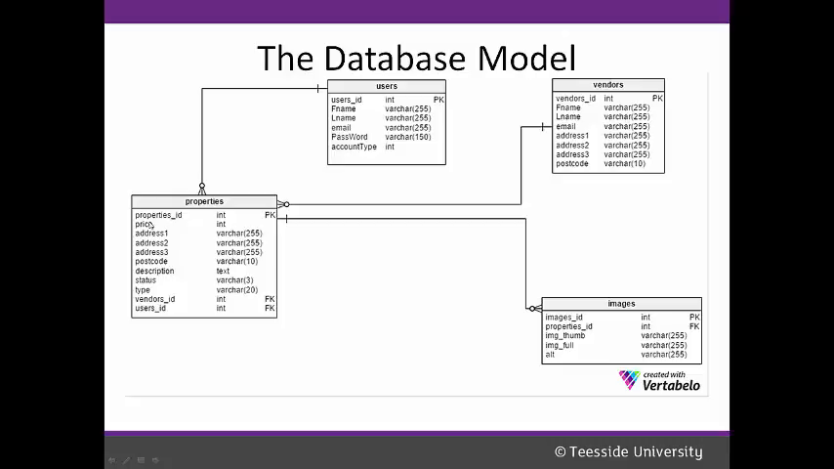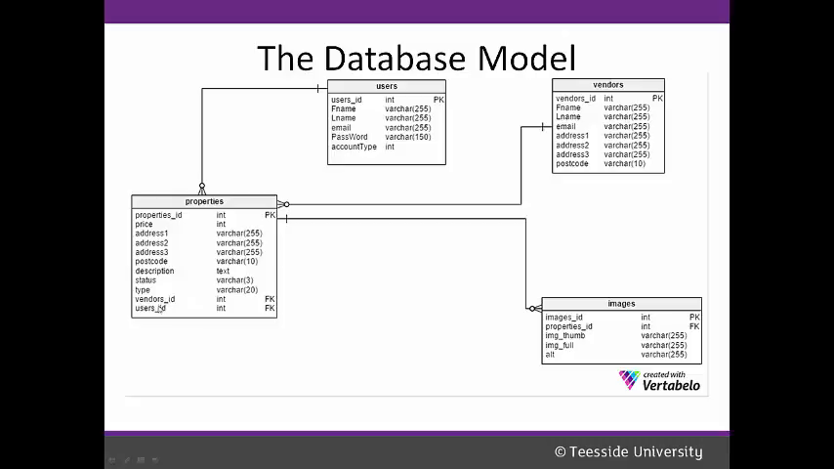Likewise, the price is an integer, and then the other columns are address line 1, address line 2, and address line 3, varchar, the postcode, and the description. Description is going to be text. Text is unlimited characters, whereas varchar you can limit to specific characters.